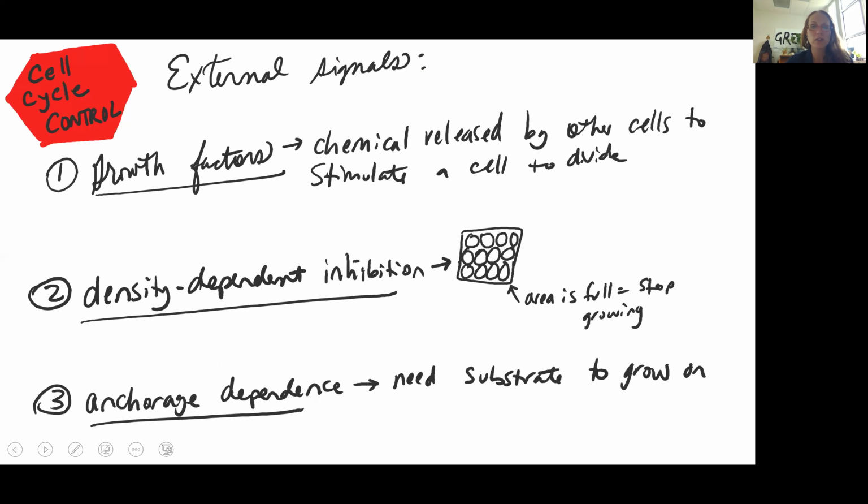Now, these 3 factors are important for us to look at and understand because this helps us to understand cancer cells. Cancer cells don't follow these rules, or they make their own growth factors, so they give themselves the go-ahead, even though maybe they shouldn't. We'll be talking about cancer cells towards the end of our Chapter 8, Part 1 discussions, so stay tuned.